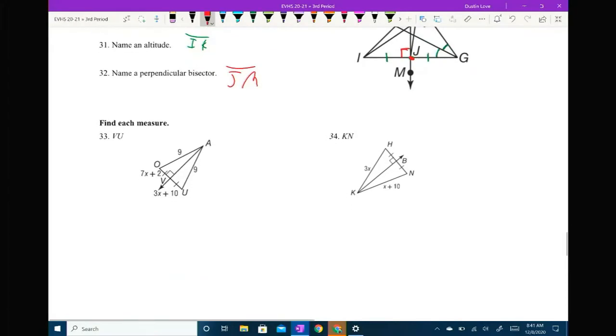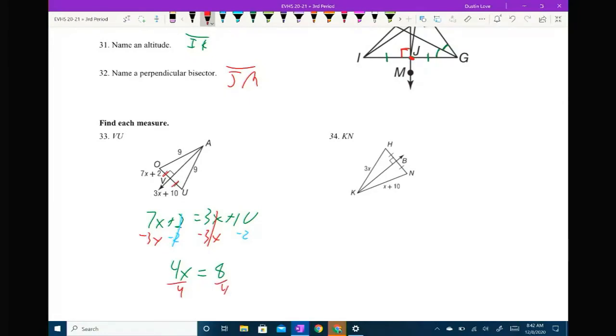All right, last two problems. Number 34. I can see that these two sides are congruent to each other, so I'm going to mark it as 7x plus 2 is equal to 3x plus 10. Just like we've done before, we're going to subtract 3x on both sides. I'm also going to subtract 2 on both sides because those will cancel. That leaves me with 4x is equal to 10 minus 2, which is 8. Divide both sides by 4, and so x is equal to 2.